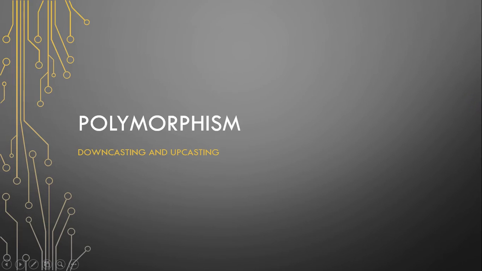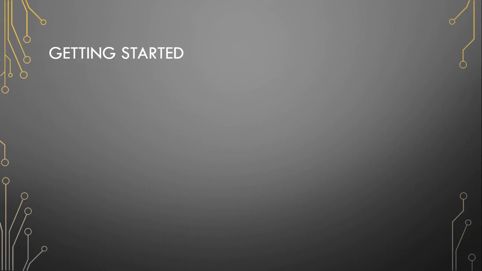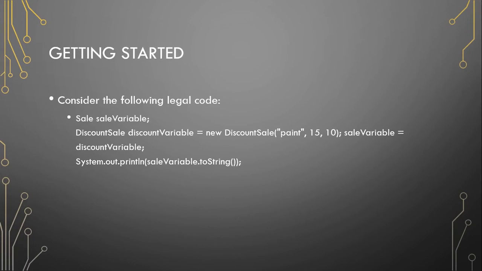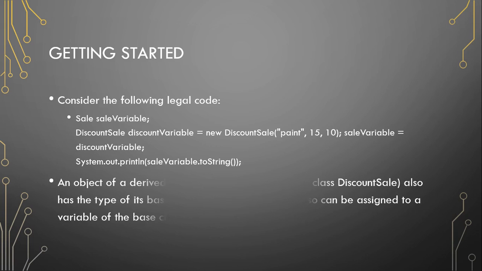And welcome back, students. As we get into our next lesson in polymorphism, we're going to discuss today downcasting and upcasting. So getting started, consider the following legal code. Sale variable, discount variable equals new DiscountSale, paint, 15, 10. Sale variable equals discount variable, System.out.println, sale variable dot toString.